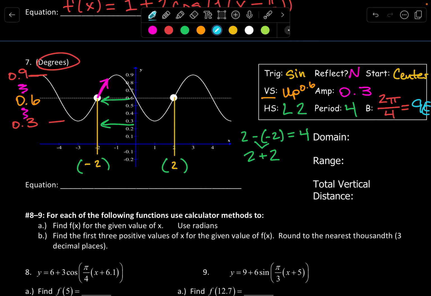So I've got my, sorry, I kind of ran out of room there. Let me just rewrite this all real quick. It's going to bug me.